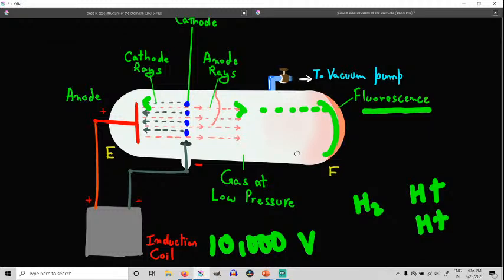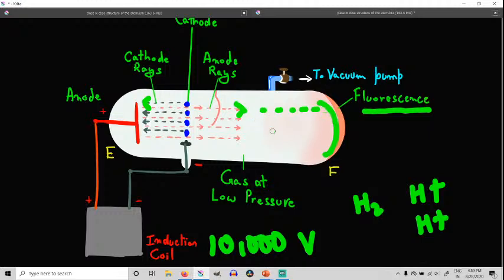How can we prove that they are traveling in the straight path? We will keep an opaque object in their path. If you keep something opaque in their path, what is going to happen? We can see they are going to cast a shadow. If you remember, in the last class also we have done this.